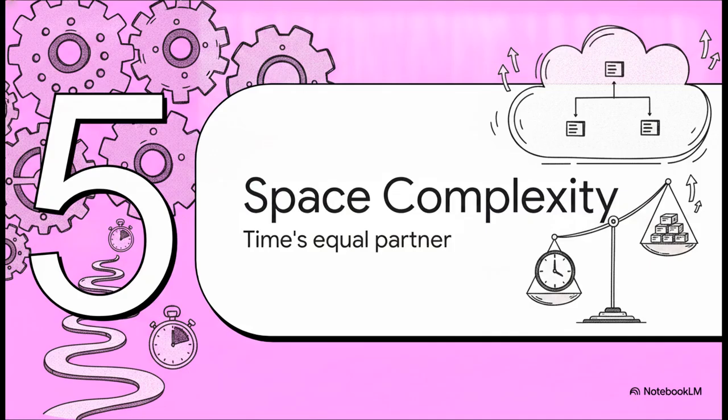All right, Section 5, Space Complexity and Arrays. This is the equal partner to time complexity. You see, extra memory usage, often called auxiliary space, is just as critical a resource as CPU execution time.